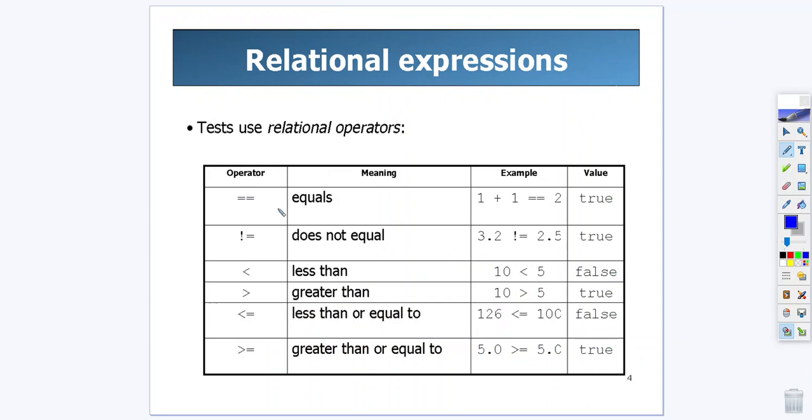So relational expressions evaluate how you would expect them to evaluate. They just might look a little bit different than how you're used to in math. To check equality, we use two equal signs. One equals changes variables.